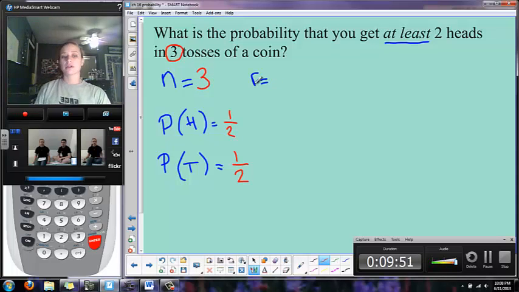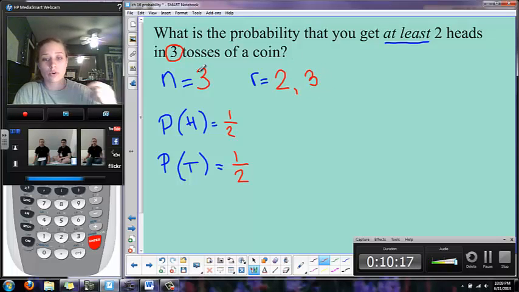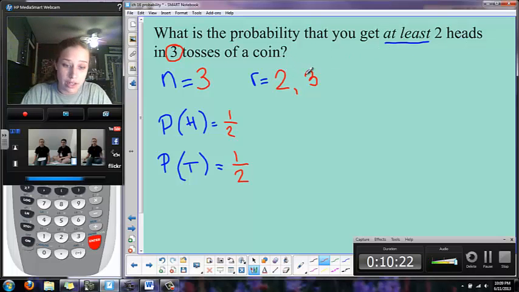Now, here's the part that's going to be different. This sentence says that you get at least 2 heads. If I pay you at least $50, that means you're going to get 50 or 60 or 70. It's 50 or more. So if it's saying at least 2 heads, that means I could get 2 or I could get more. I could get 2 or I could get 3. I can't get any more than 3 because we only are tossing the coin a total of 3 times. But at least 2 heads means 2 or 3.